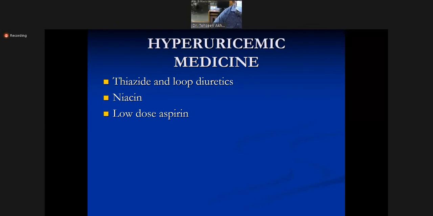Niacin and low dose aspirin may also cause it. Instead of low dose aspirin, you may switch the patient to some other antiplatelet like clopidogrel.